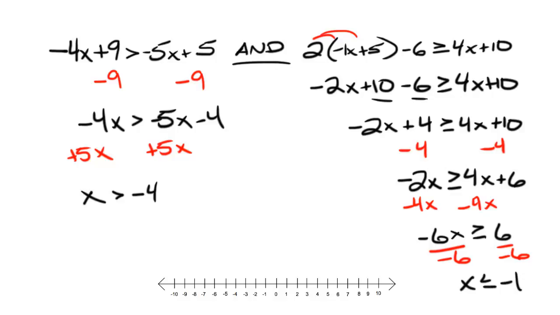A really important part of solving that right there was that when I divided by the -6 here, when I divide by a negative or multiply by a negative number, I have to flip my inequality sign.